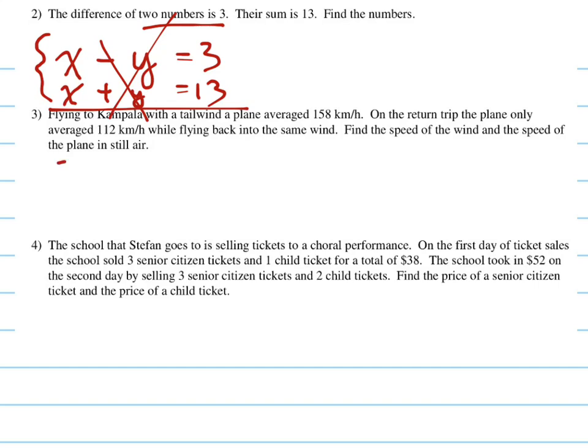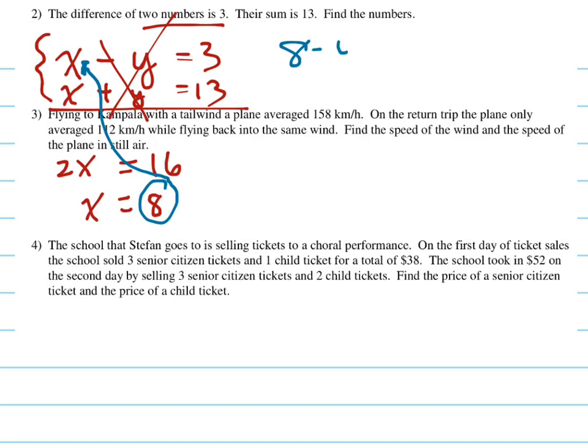So I'm going to add x plus x, which is 2x. The y's cancel when I add them down, and 16 is the number on the right side, the constant. Now I divide both sides by 2. I get x equals 8. I plug 8 back in up here. For either one of these, I'll plug it into the top one. 8 minus y equals 3. That would mean that y would have to equal 5.